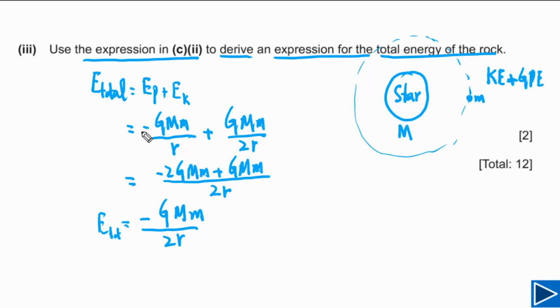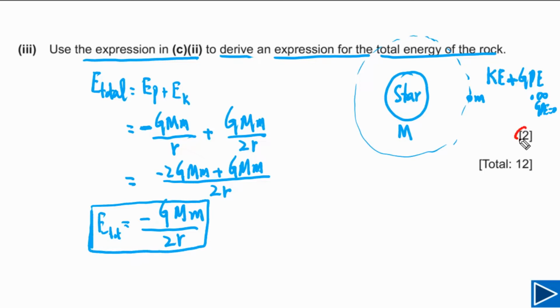Now maybe some students are not clear why we're using negative sign here, because the rock is here, it is between star and infinity. At infinity we have already discussed GPE is equal to 0. So that's the reason we have to use negative sign here. So this is a very important one. You have to use negative sign here. So our final answer for this one is this. So this is total energy of the rock.